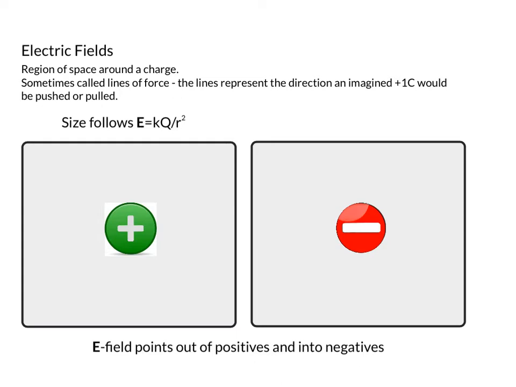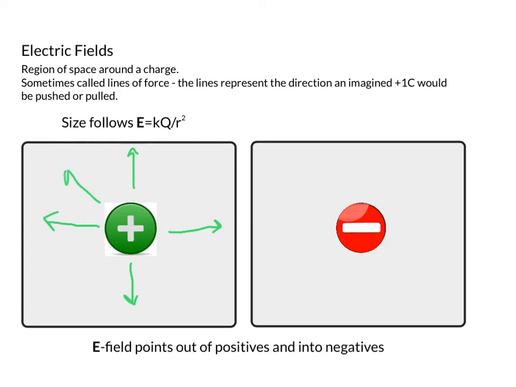Way back when they were inventing electric field, they didn't really understand the model of the atom, so they literally thought of it as an imaginary positive. If we look at the positive charge, an imaginary positive would always get repelled away from it. So a positive charge would get repelled upward if it were here, pushed downward if it were over here, pushed to the right if it was there, pushed to the left if it was there.